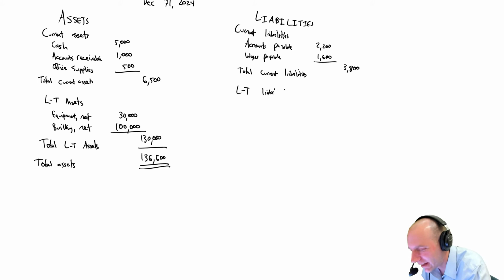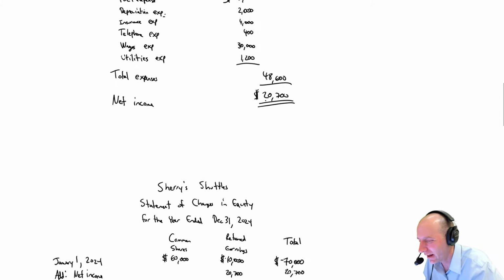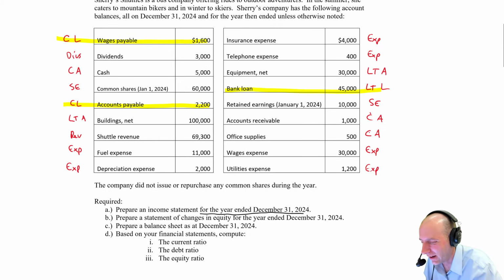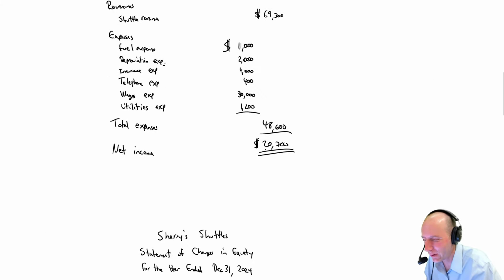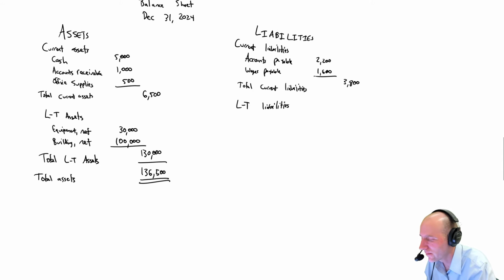Now, in terms of long-term liabilities, I'm really making an effort to write more neatly. I know it's probably hard to tell, but I am trying. We just have the one. We have the bank loan, $45,000.